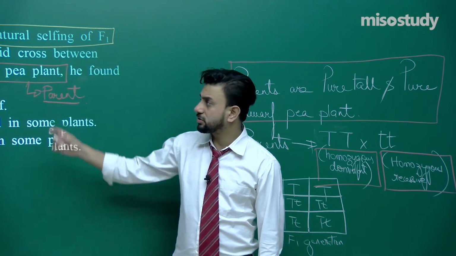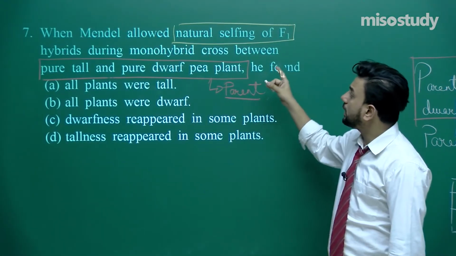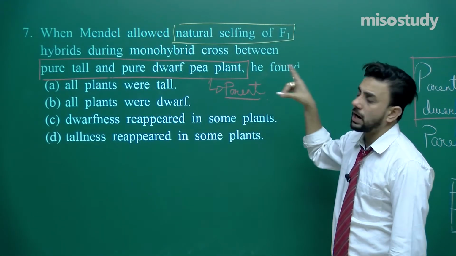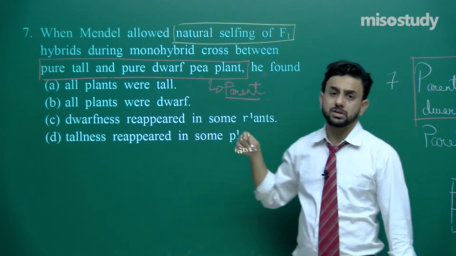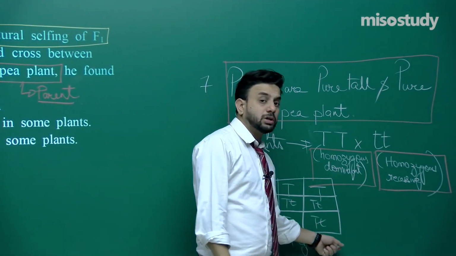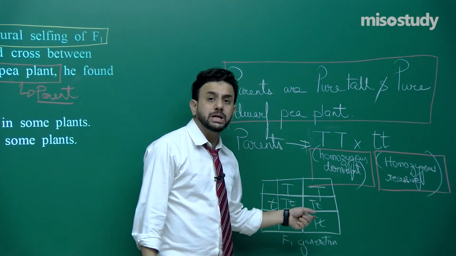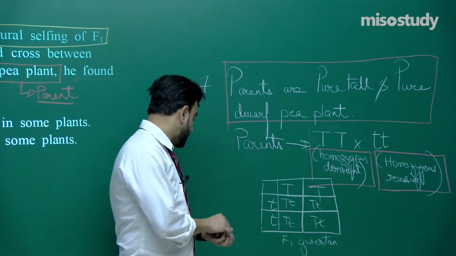Now come back to this question again. Okay, what will we see here? When Mendel allowed natural selfing of the F1 hybrids during the monohybrid cross. So what are we doing here? In the F1 generation, we are selfing the F1 generation, and we know capital T small t is the genotype of the F1 generation.